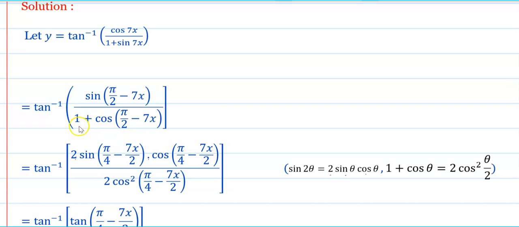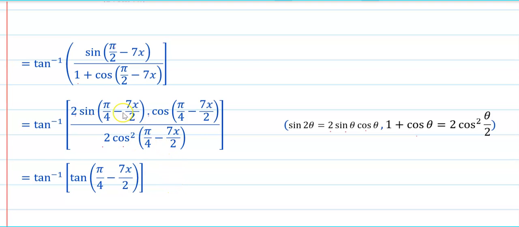Next, 1 plus cos of pi by 2 minus 7x. 1 plus cos theta is equal to 2 cos square theta by 2. Similarly, 2 cos square, whatever the angle divided by 2, that is pi by 4 minus 7x upon 2. Now see what happens here. This one cos and the denominator cos will get cancelled, and 2 will get cancelled. You will get sin of pi by 4 minus 7x upon 2 upon cos of pi by 4 minus 7x upon 2.